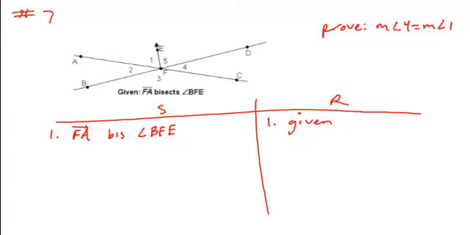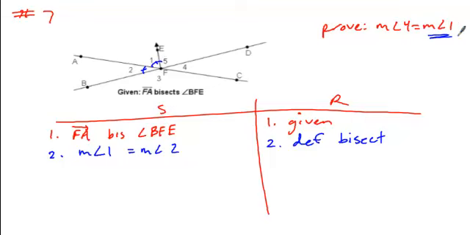So what I first want to do is introduce one of these elements, either 4 or 1. Okay, since FA bisects angle BFE, I could introduce angle 1 into that by saying that measure of angle 1 has to equal measure of angle 2 based on definition of bisect. So I know that these two angles are equal to each other, so I've introduced element angle 1.